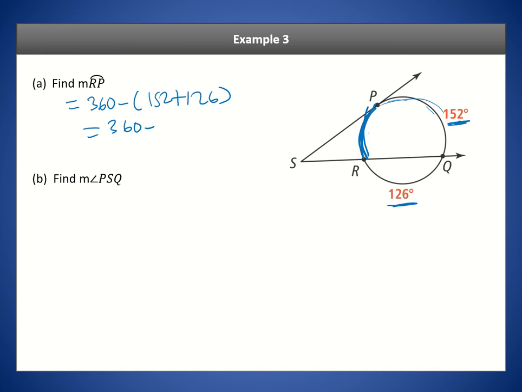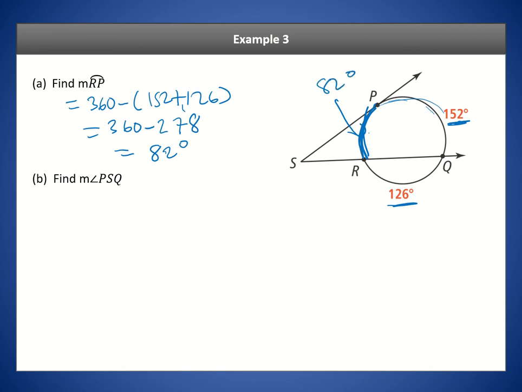So 152 plus 126 is 278. And I take the difference and I get 82 degrees. Should actually get a small number here. All right, so 82 degrees plus 278, just to verify, that should be a total of 360. So we know that this arc has to be small, and it's 82.